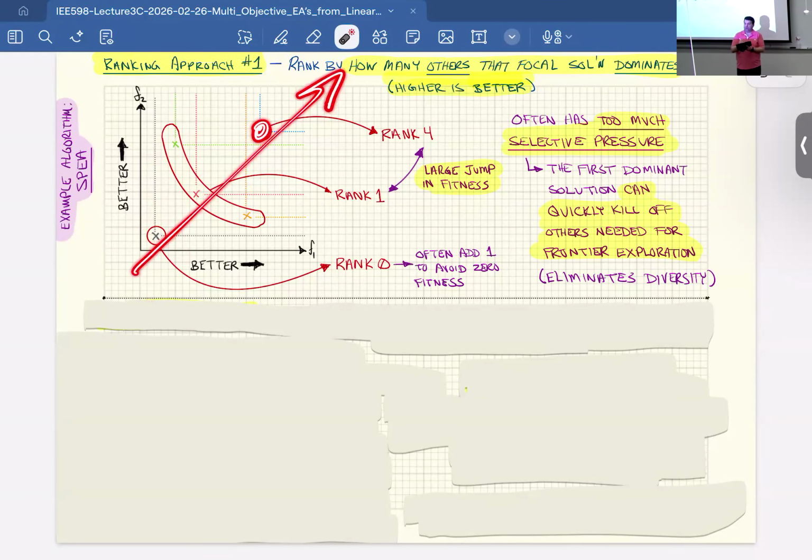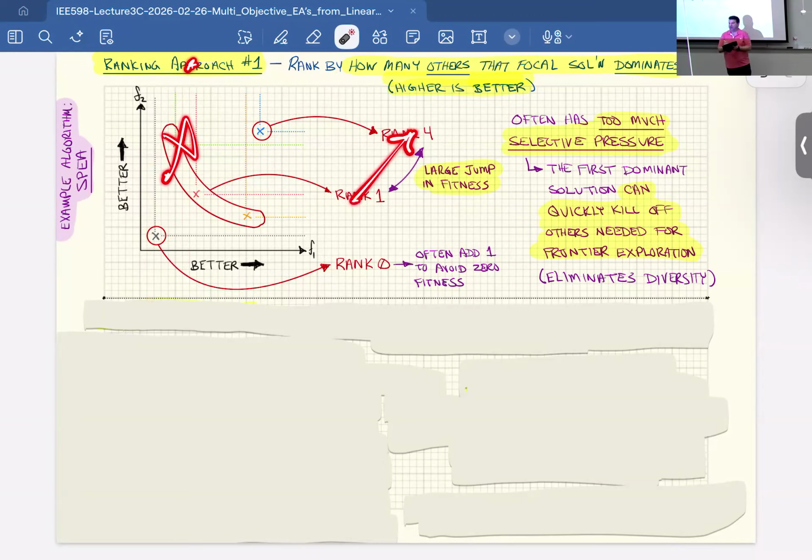So you are getting closer to the Pareto frontier, but this green one, with a little bit of work, might have been able to get close to the Pareto frontier in another direction. And now you've killed off that green one because its fitness was so far behind that.